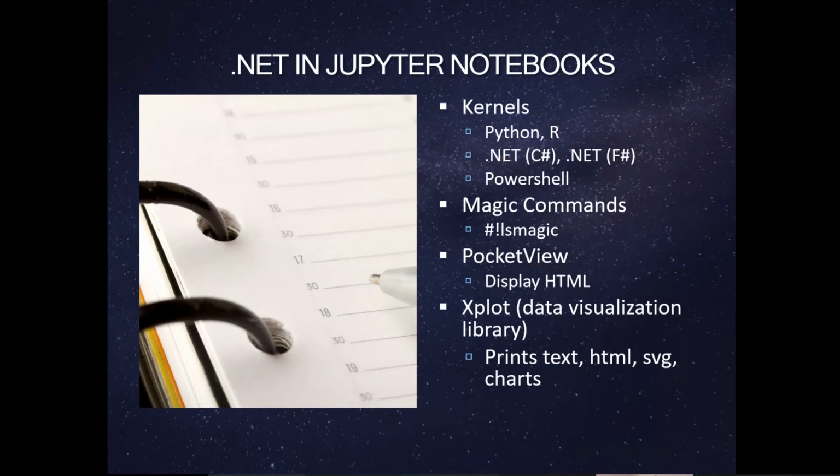And I'll be talking about magic commands, which is a list of commands that you can use inside Jupyter Notebook. And there's also the concept of Pocket View. Pocket View allows you to display HTML code, and these are all running in the browser in order to connect to it. There's also an XPlot library for visualization, where you can have HTML code, charts, and all that. And I will demo that today and how we can use that inside .NET Interactive.